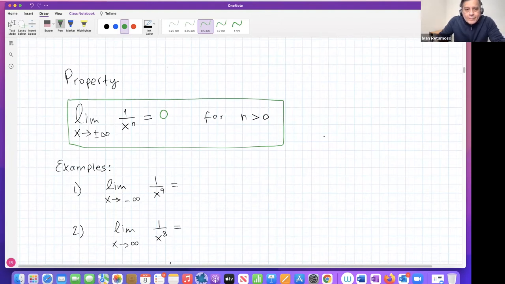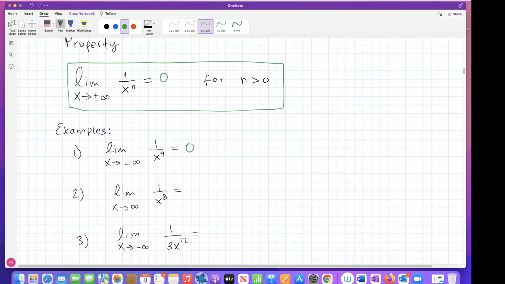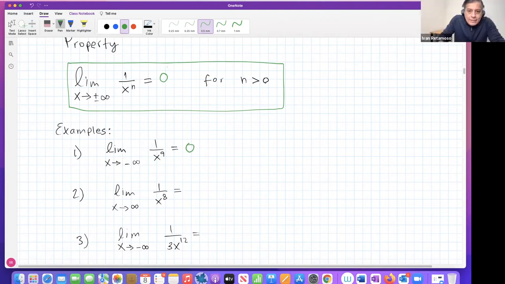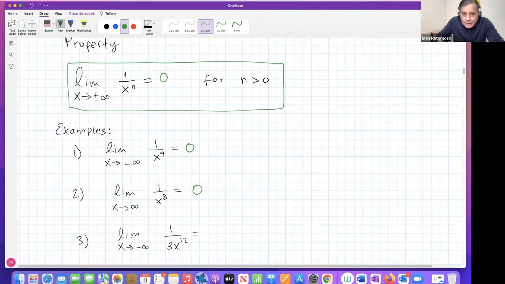This fact. Now, for example, quickly here, you can see using this property, what should be the limit as x approaches negative infinity of 1 over x to the 9? Well, 0, excellent, right? Because 9 is bigger than 0 directly. What about number 2? What should be the limit as x approaches infinity of 1 over x to the 8? 0, right? Excellent. As soon as you see the exponent positive, x could be headed to negative infinity or positive infinity, zero.